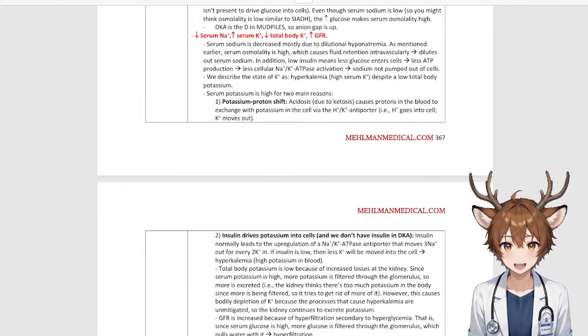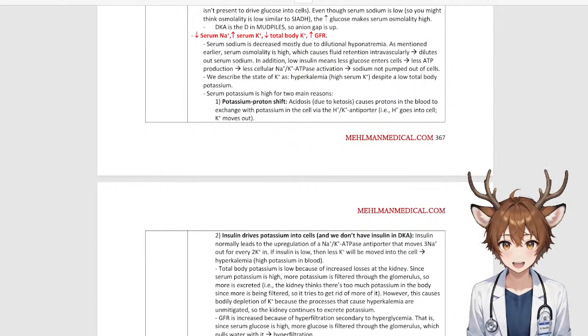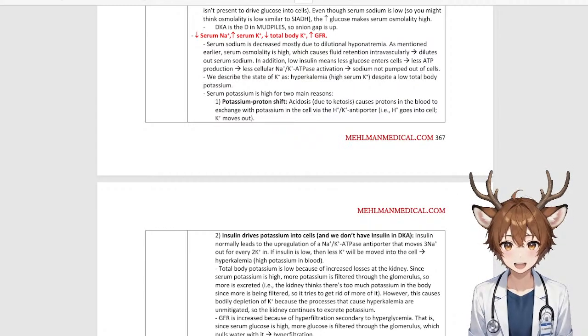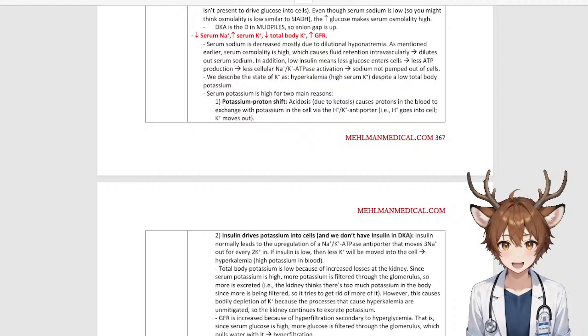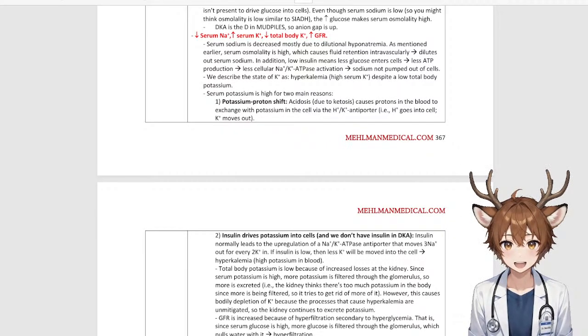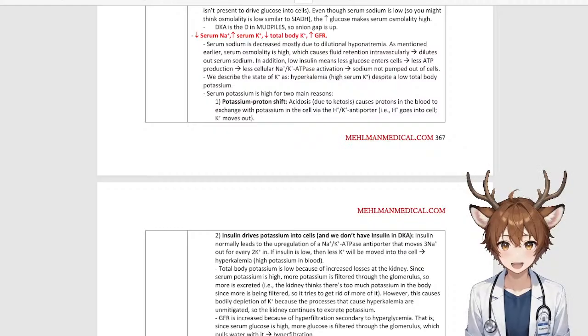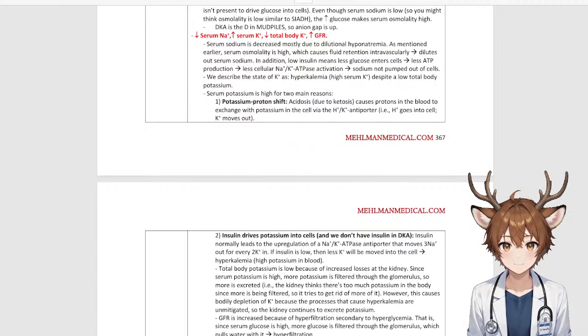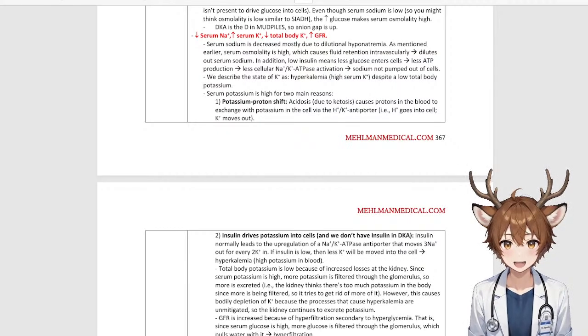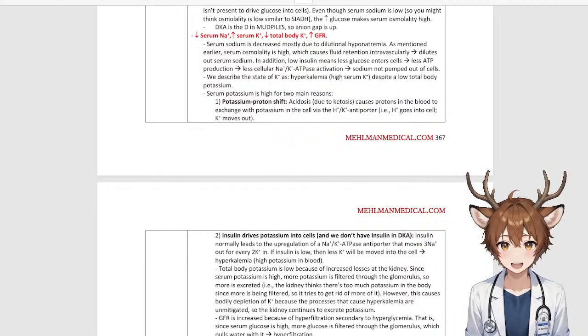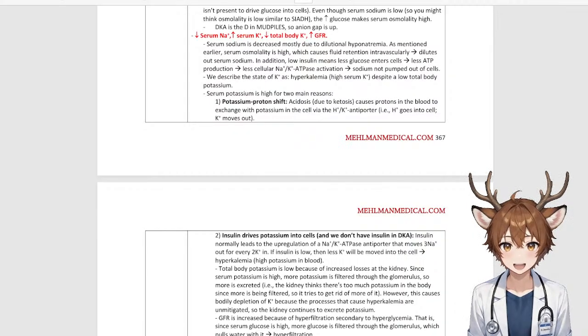Now, total body potassium is low because of the increased losses at the kidney. Since serum potassium is high, more potassium is filtered through the glomerulus, so more is excreted. That is to say, the kidney thinks there's too much potassium in the body since more is being filtered, so it tries to get rid of it more. However, this causes bodily depletion of potassium because the processes that cause hyperkalemia are unmitigated, so the kidney continues to excrete potassium.